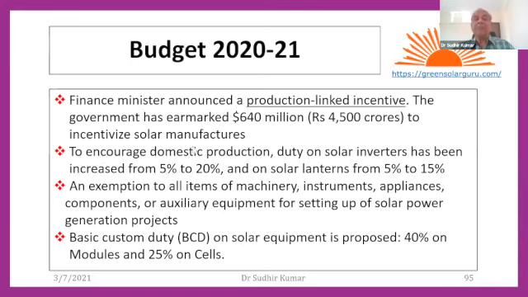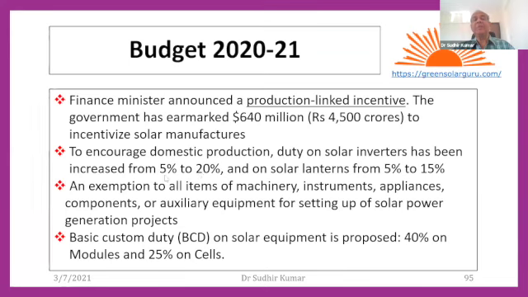Now, what is the way out? If you want to encourage local production, one way out is to give the subsidy or promote them by giving incentives. Second way out is to discourage import. So discouraging import means what? You just increase the duty, 5 to 20%.